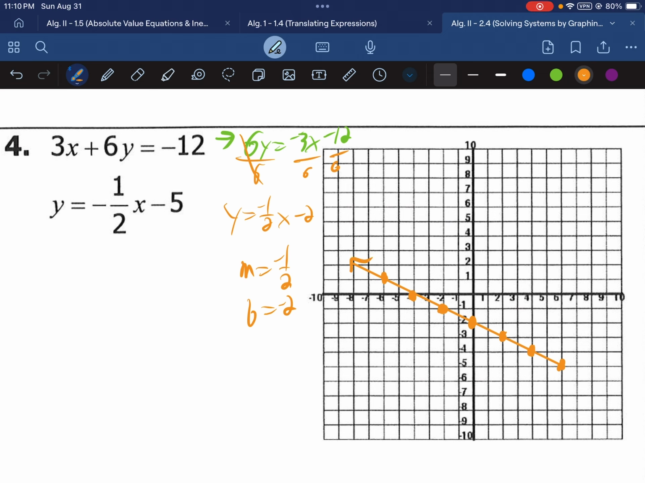Oh good, it wasn't glitching out on my point on this problem, which is convenient for me. So as I graph the other one, my slope is negative 1/2, and my b is negative 5. So I go down 5, and then in a downhill manner, I'm going to go up 1 over 2.